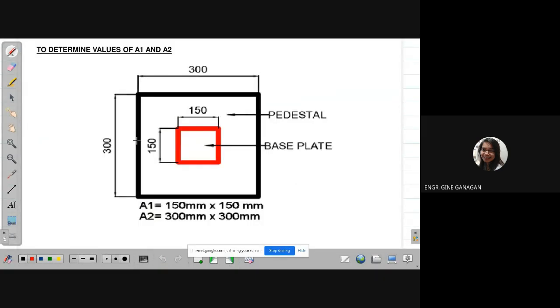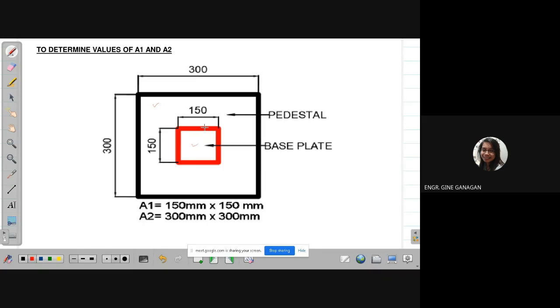So to determine the values of area 1 and area 2, we have here a sample. So pag ito yung pedestal natin, we have a square pedestal, we have a square base plate. So pag square ang pedestal mo, square din ang base plate mo, yung area 1 natin is yung area in contact between the pedestal and base plate.